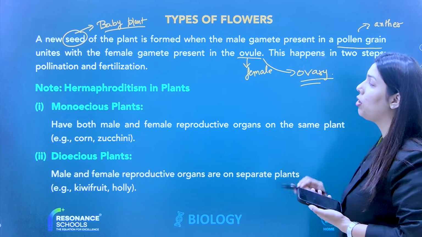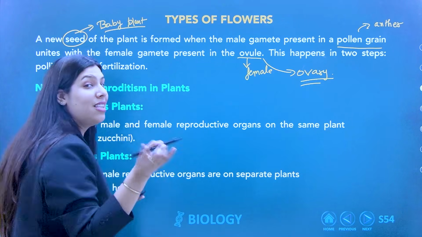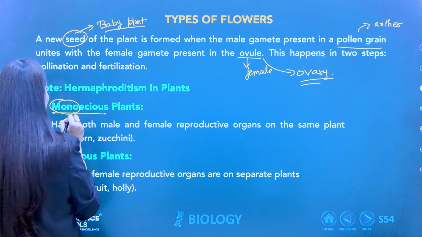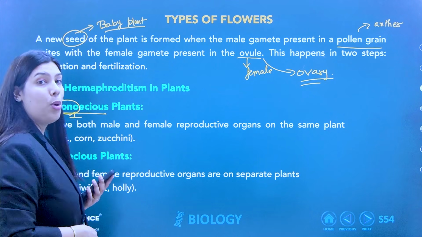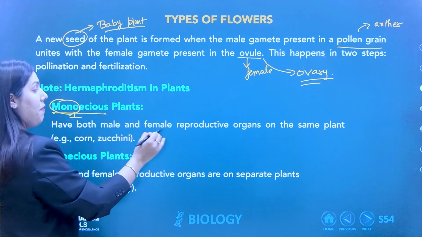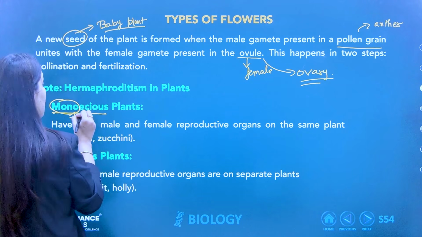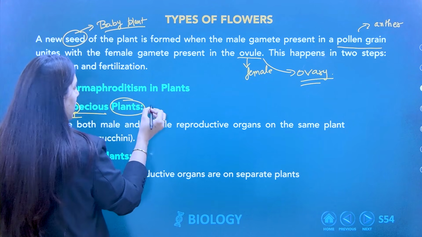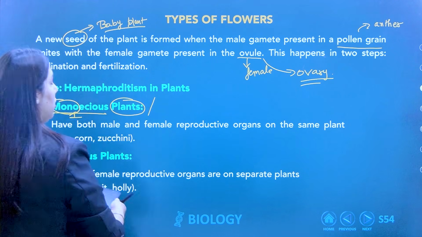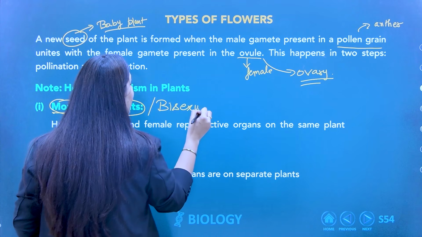Now coming to the hermaphrodite. I already told you what a hermaphrodite is. What you have to learn is the other name: monoecious. Mono means one. The definition says it has both male and female reproductive organs in the same plant. So a monoecious plant is talking about the plant. These terminologies are a little confusing.